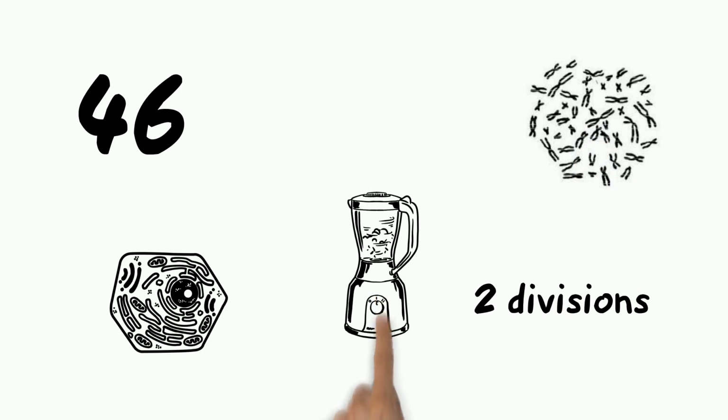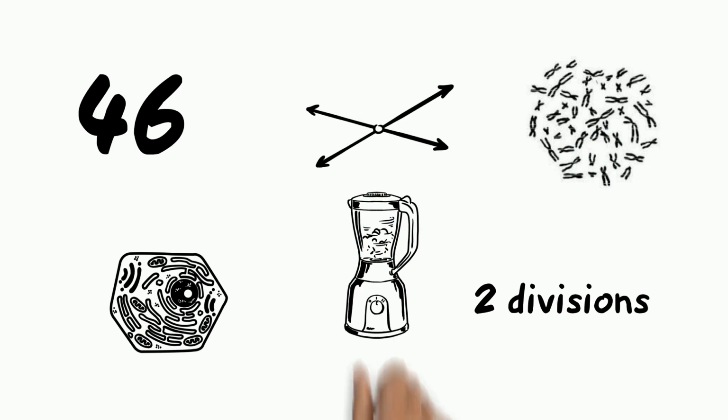You start with a cell that has the full double set of chromosomes, and you take it through 2 divisions and mix things up in a process called crossing over.